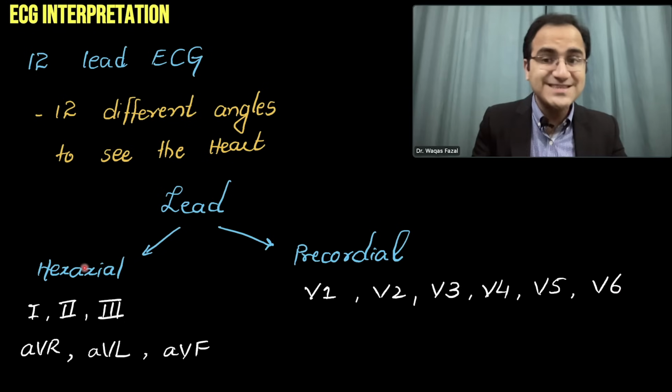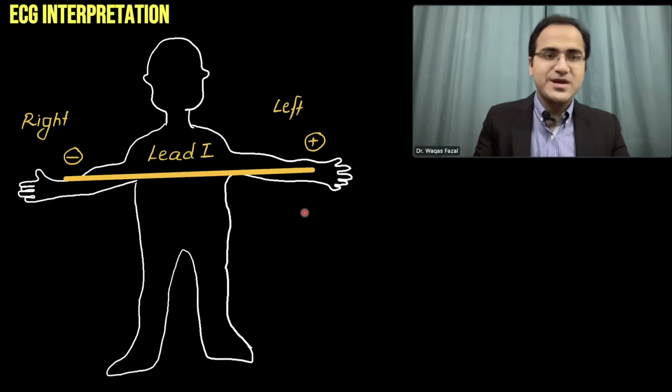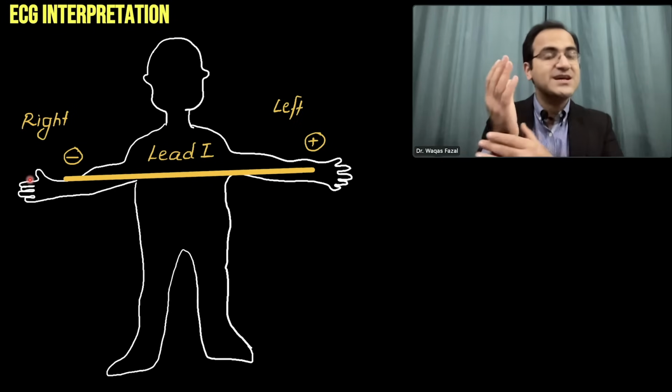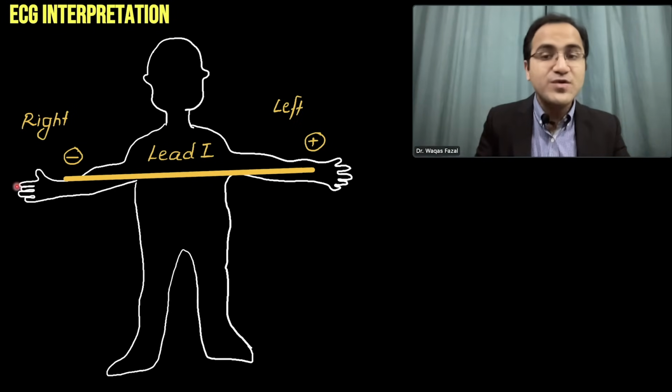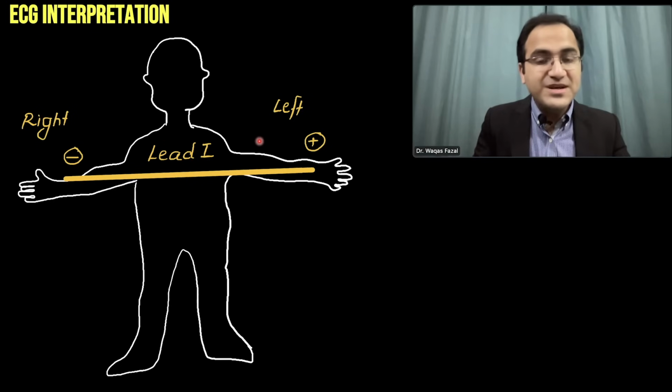Now first we will discuss the hexaxial leads. To get the hexaxial leads, we place certain electrodes on the human body parts, and these electrodes capture the electrical activity of the heart. To get lead 1, we place the positive electrode on the left arm of the patient and we place the negative electrode on the right arm of the patient. That is lead 1.